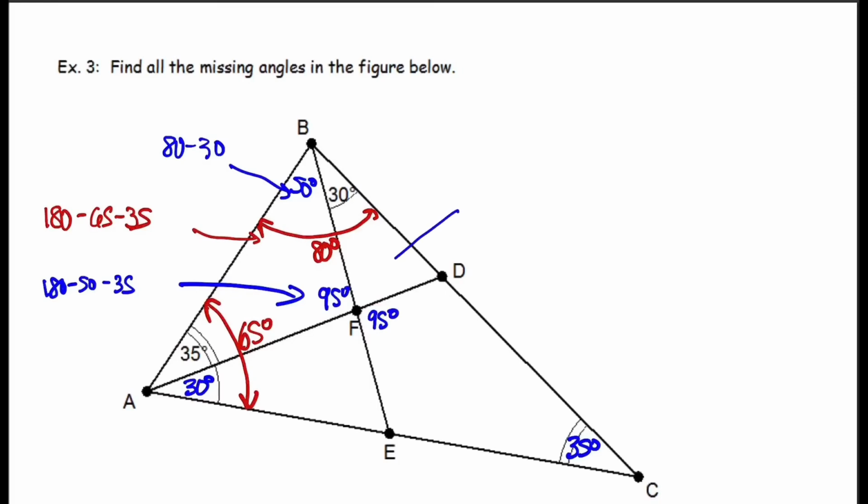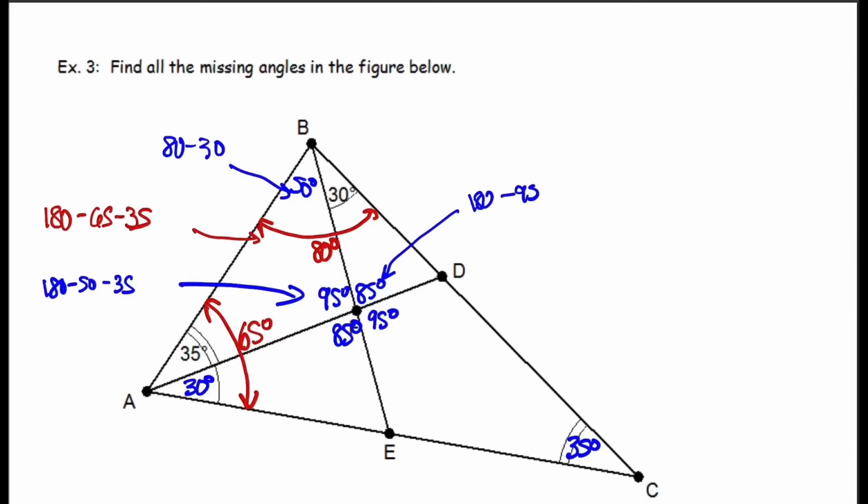Then to get this one, I'm going to take 180 minus 95 because there's my linear pair, supplementary angles. And that's going to give me 85. And the one vertical to that is 85. So you can see, they're not all 90. All right, you can't assume that unless you would see a right angle symbol.